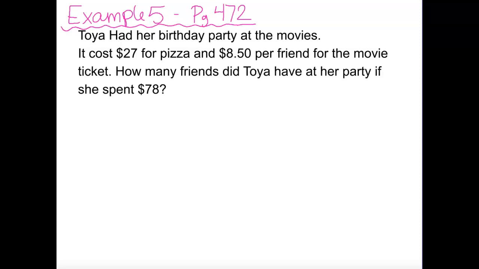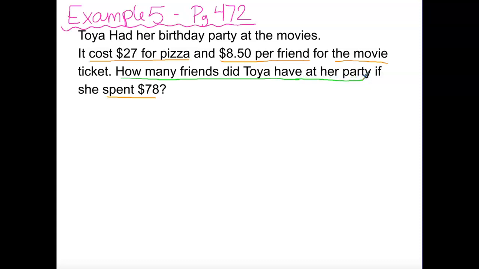So the first thing we're always going to do with a story problem is to pick out the key parts. So we know that it costs $27 for pizza and $8.50 per friend for the movie. We also know that she spent $78 total, and we're trying to figure out how many friends she had at her party.